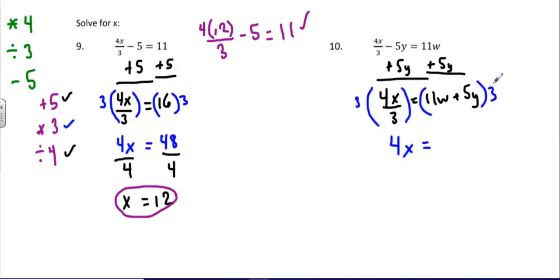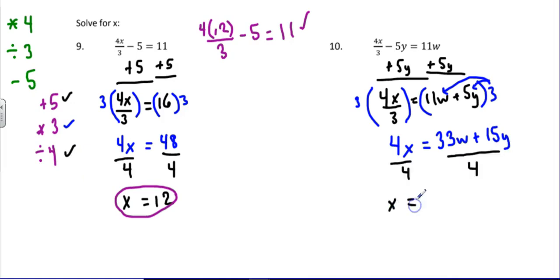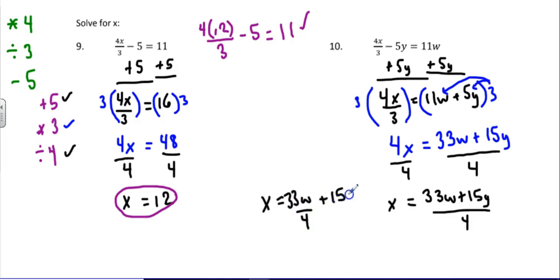Now the 3 here, I can use the distributive property. So I'm going to write this as 33w plus 15y. Now I'm going to divide by 4. I have x equals, now you have a couple of options here. You can leave this as 33w plus 15y over 4. You're also welcome to write it as x equals 33w divided by 4 plus 15y divided by 4. These two are equivalent and either answer is just fine.